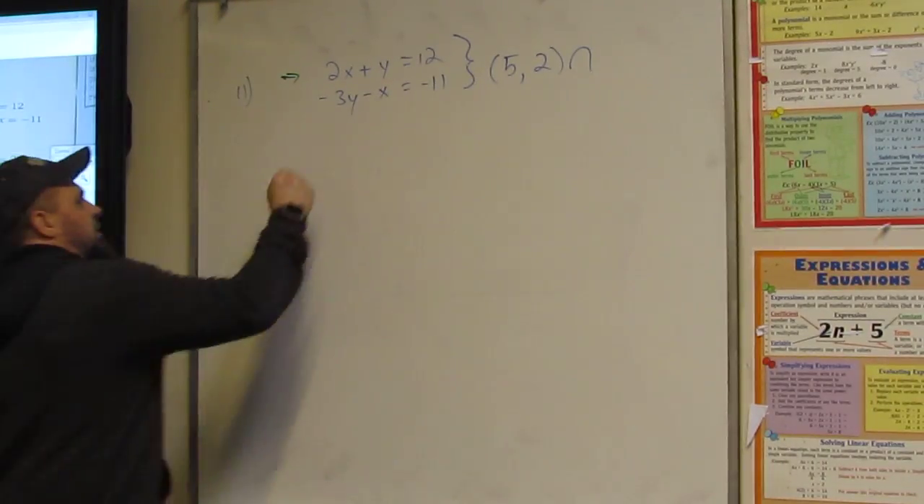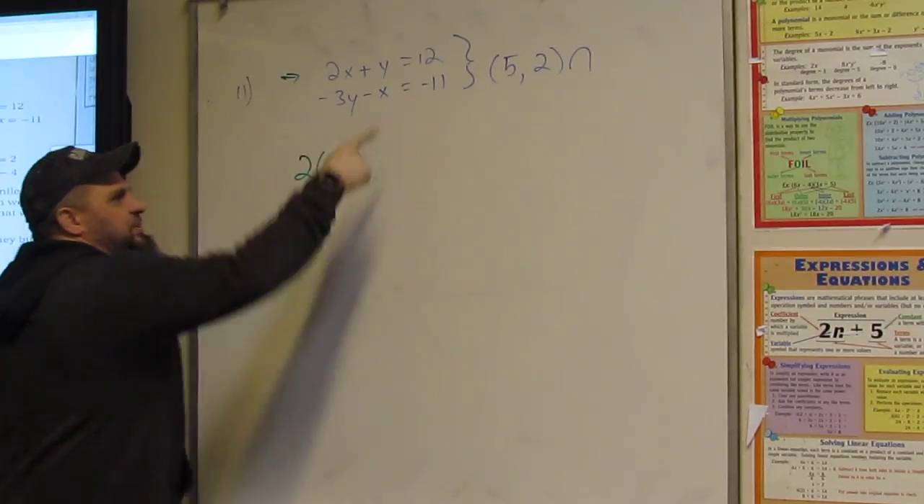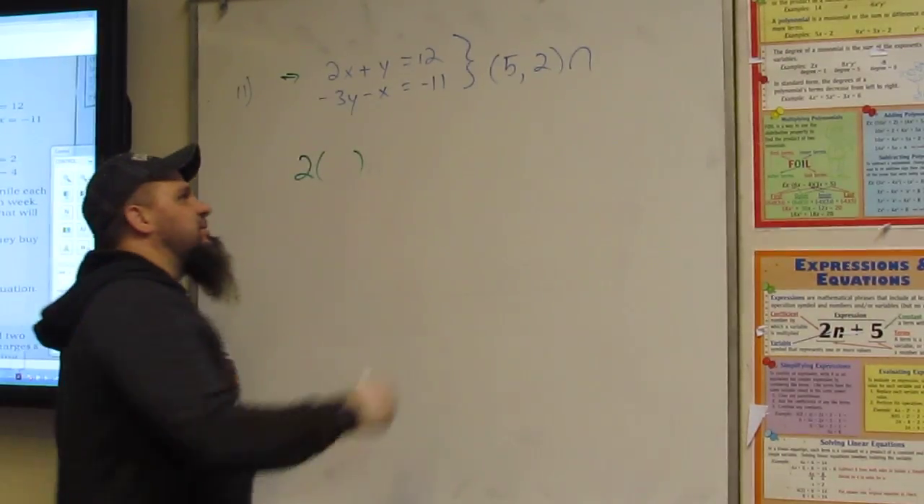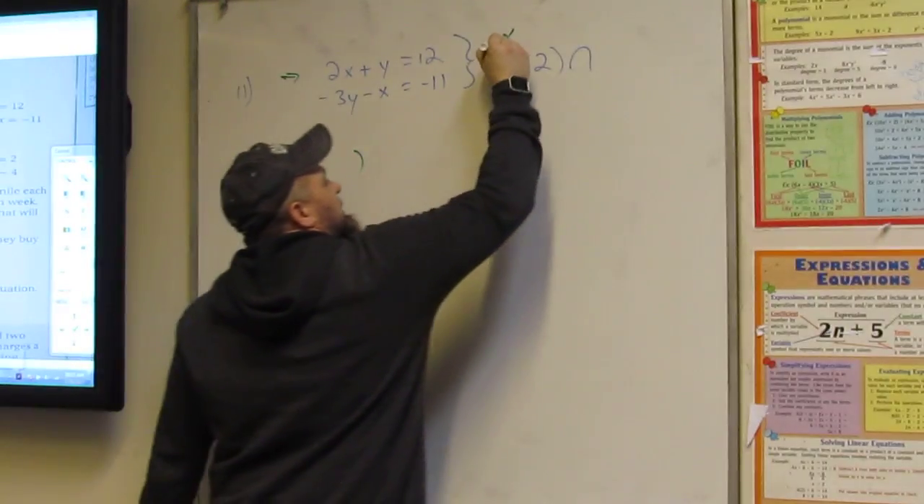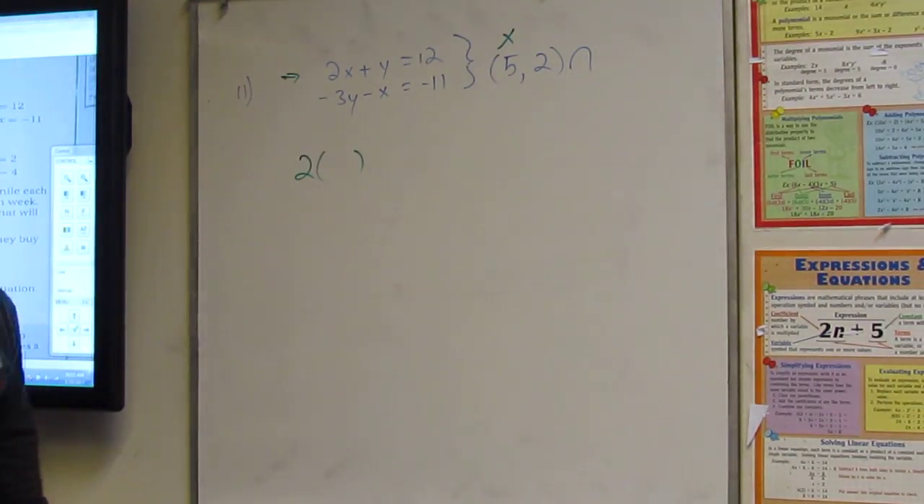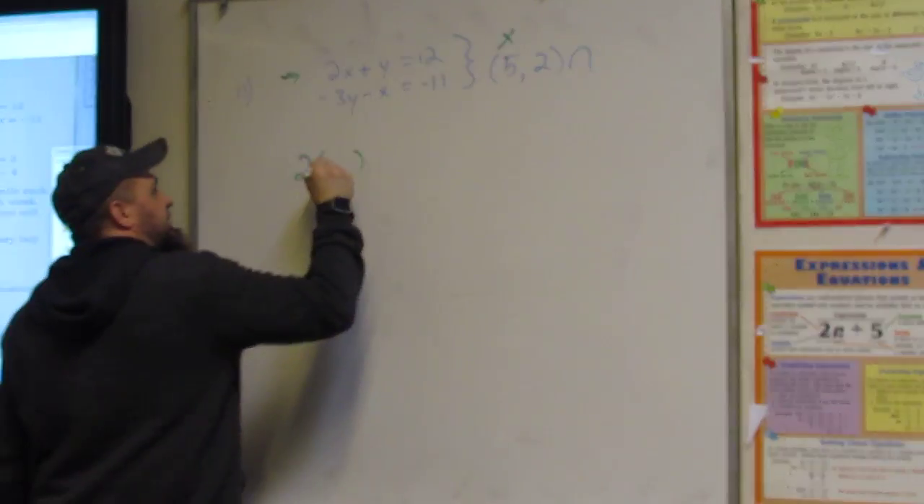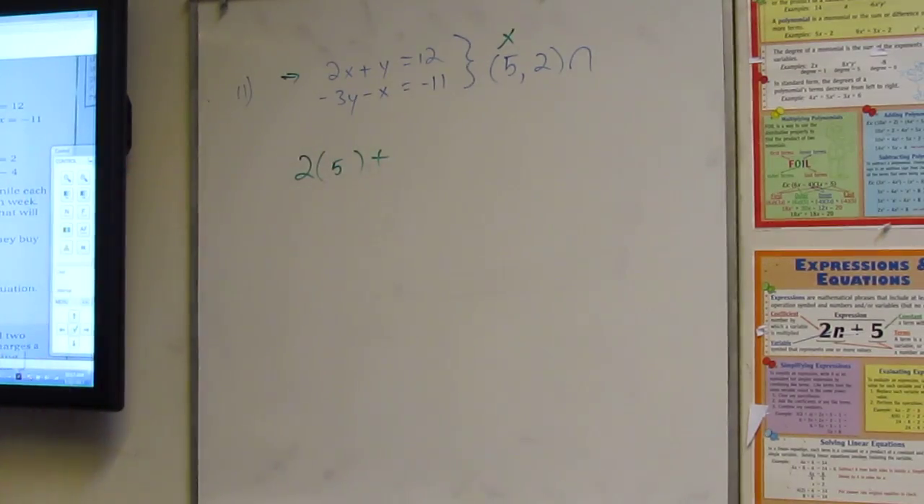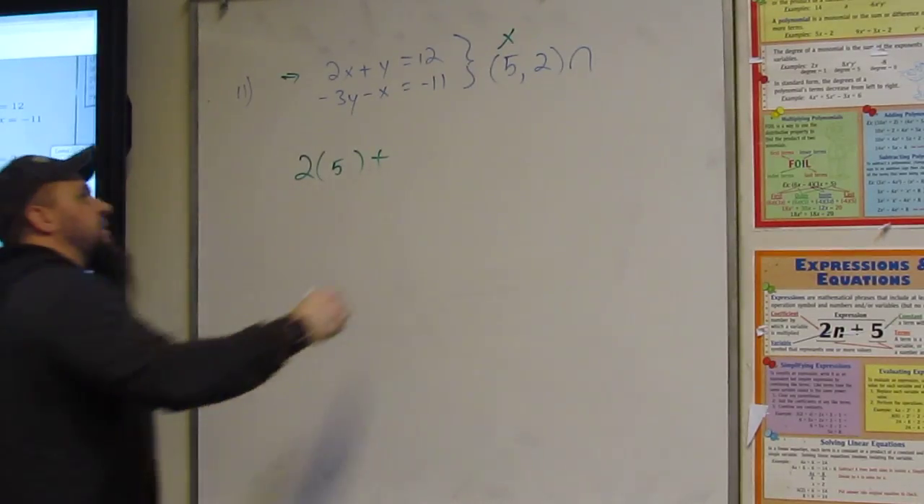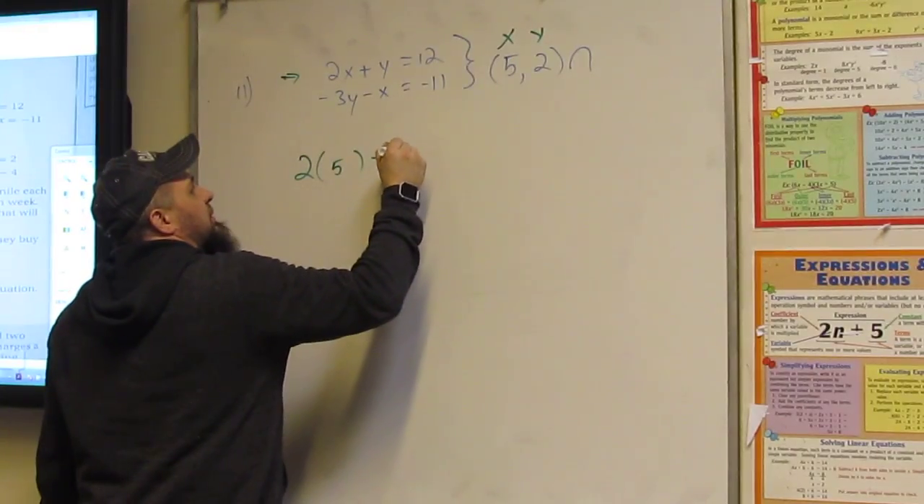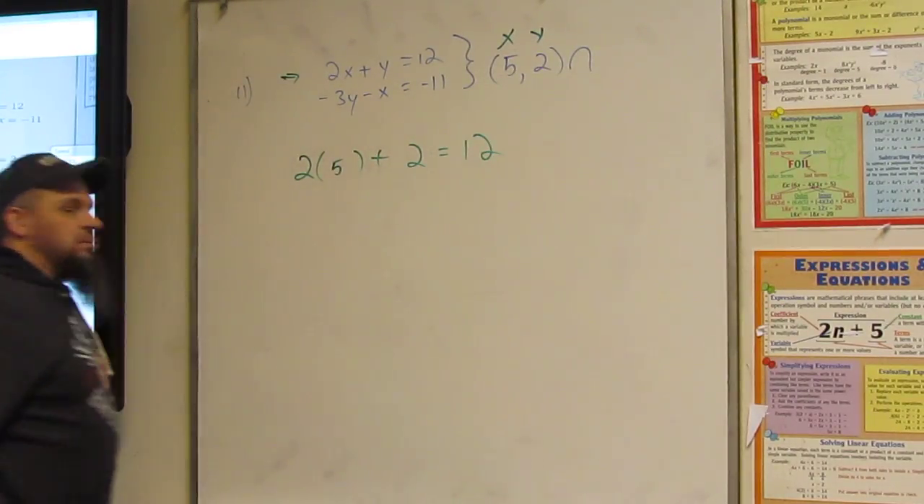Alright, so 2 times x. Which one's x? 5. Good. Okay? So that's x. Not a backwards y. So that's x. So 5 plus what? 2. Good. Okay? Equals 12.